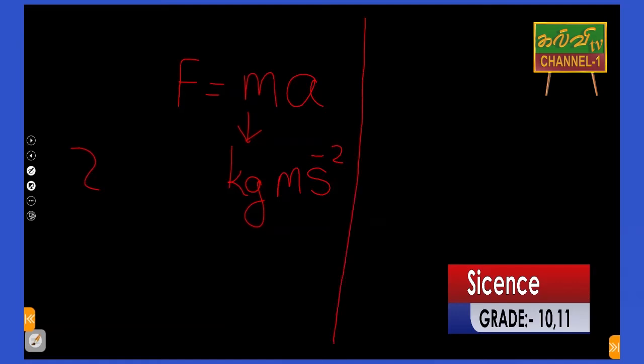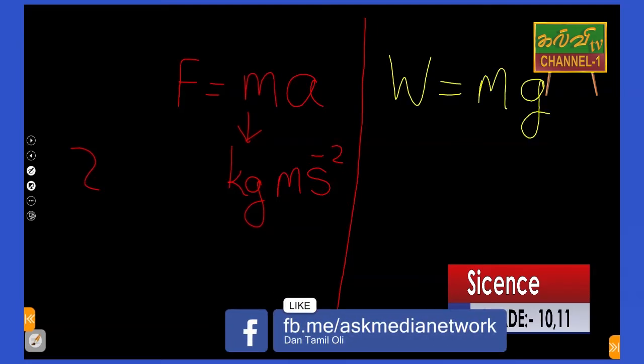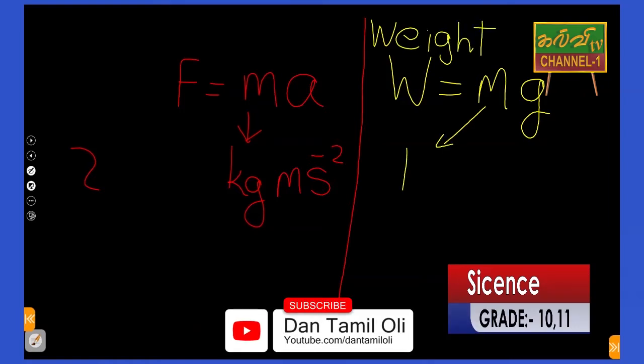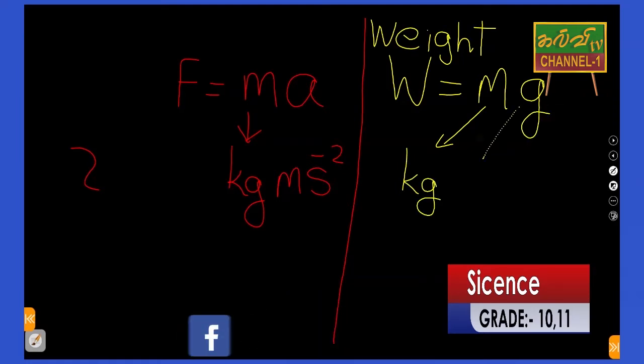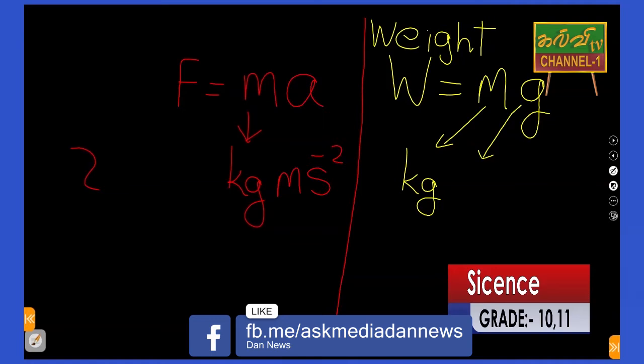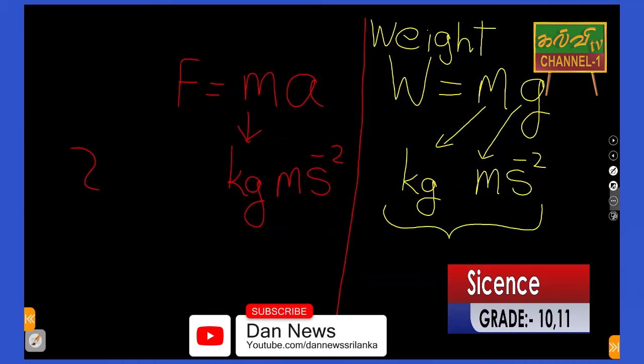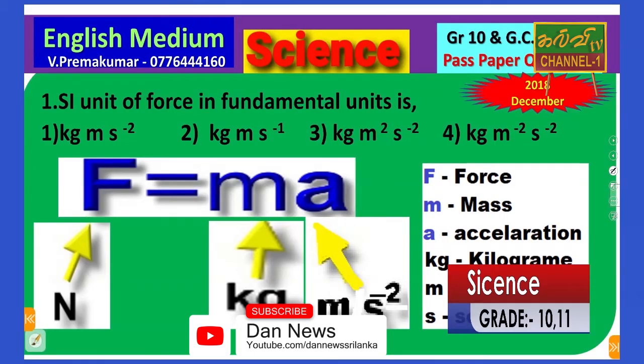Sometime in future they can ask a question like this: W is equal to mg. W is equal to mg means weight is equal to mg. Here m is also kilogram, and g is the gravitational acceleration, which is meter second minus 2. Therefore this also gives the same answer. I just introduced this, so in future they will ask like this.